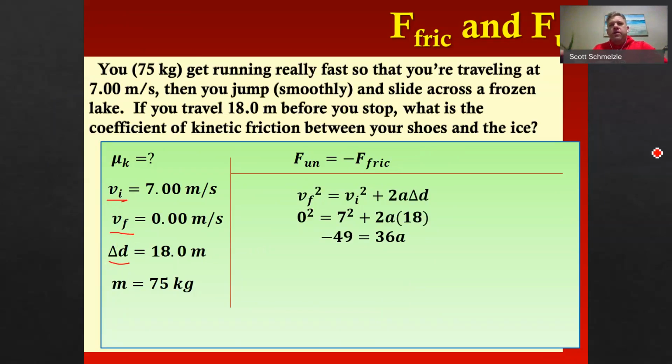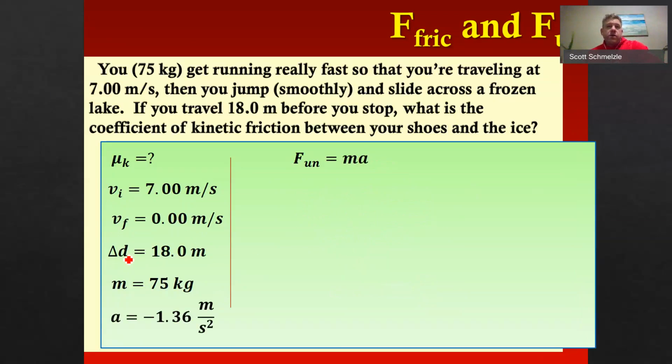So once we get to this stage, notice I subtracted off the 7 squared, which was negative 49. 2 times 18 is 36. Take 49 divided by 36, right? So my acceleration is negative 1.36 meters per second squared. Now, hold on a second. Is that right? Should it be negative or should it be positive? Well, remember, we're starting at 7, ending at 0. So we're slowing down. So it should be negative.